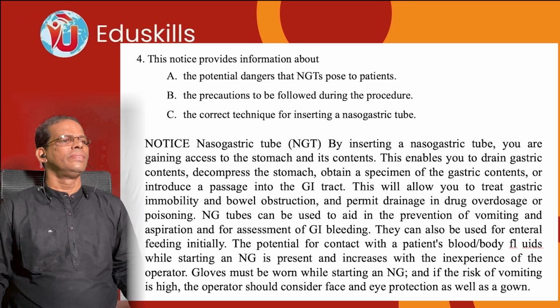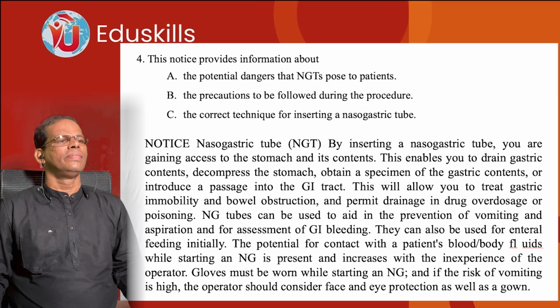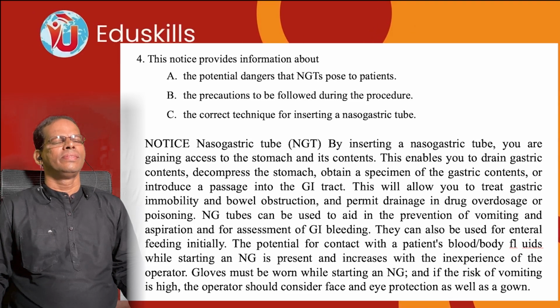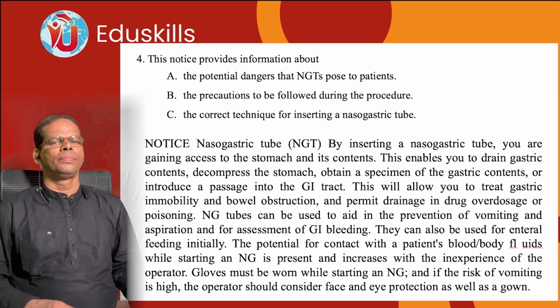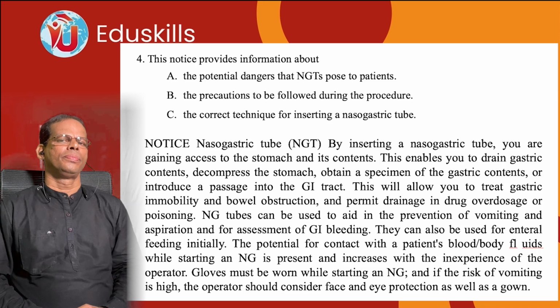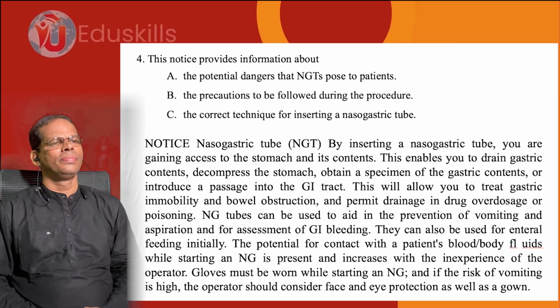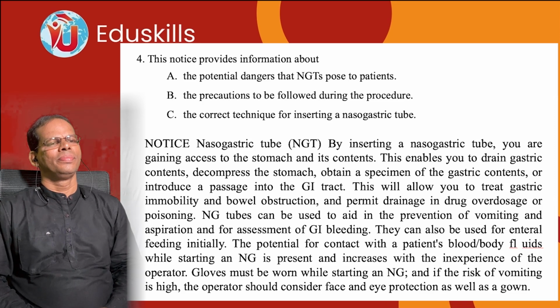Notice nasogastric tube NGT. By inserting a nasogastric tube, you are gaining access to the stomach and its contents. This enables you to drain gastric contents, decompress the stomach, obtain a specimen of the gastric contents, or introduce a passage into the GI tract. This will allow you to treat gastric immobility and bowel obstruction, and permit drainage in drug overdosage or poisoning. NG tubes can be used to aid in the prevention of vomiting and aspiration and for assessment of GI bleeding. They can also be used for enteral feeding initially.